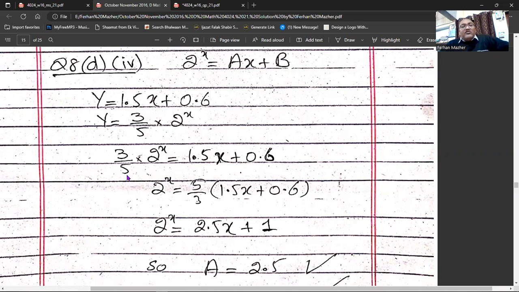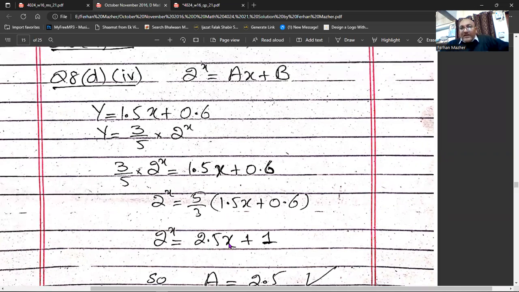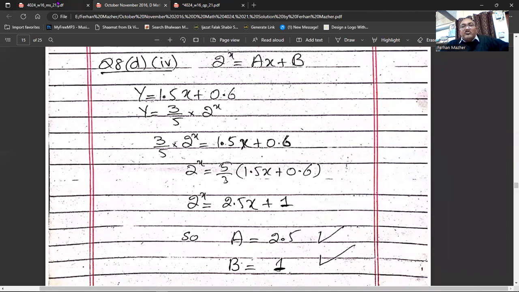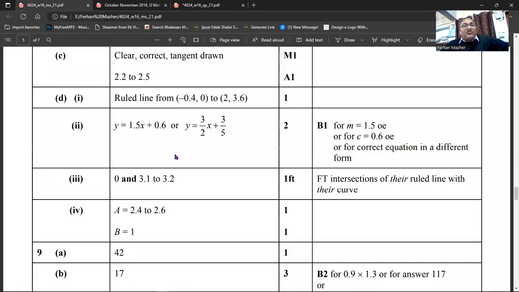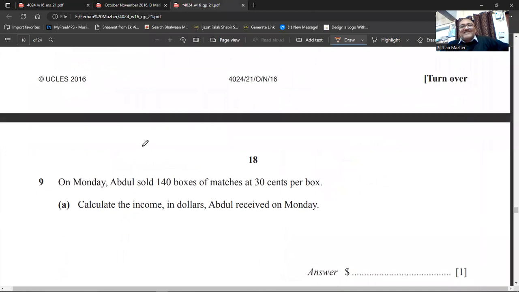So 2 raised to power x will be equal to 5 divided by 3 into 1.5x plus 0.6. When you multiply 5 by 3 with 1.5, you get 2.5. When you multiply 5 by 3 with 0.6, you get 1. So 2 raised to power x equals 2.5x plus 1. So the a value will be 2.5 and the b value will be 1. This is the method by which I have done this. They say a will be from 2.4 to 2.6. My value is 2.5, and the b value is 1. So our answer is right. I hope you understand. A very famous question this is.